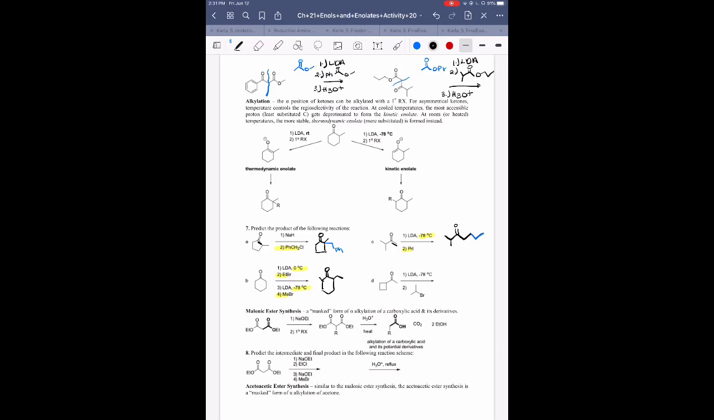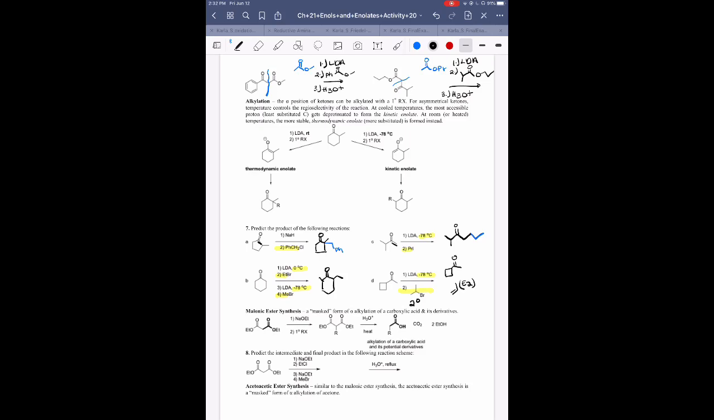We're going to add the ethyl part into the more substituted side, and then our methyl to the least substituted side. Now D is not going to form this alkylation just because it is a secondary alkyl halide, so it's going to go into an E2 reaction.